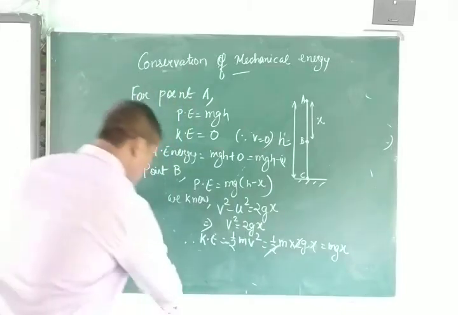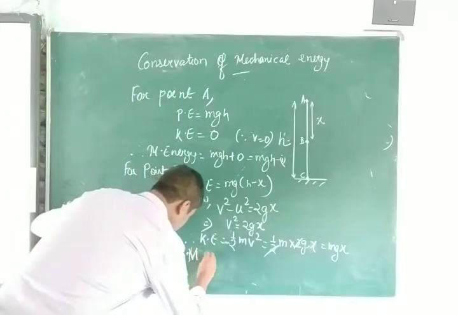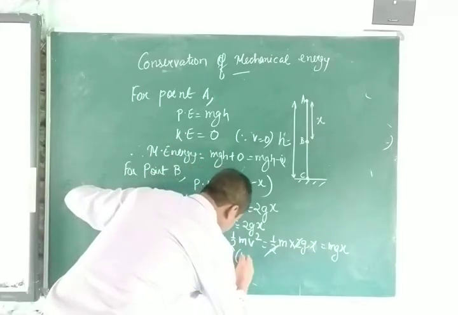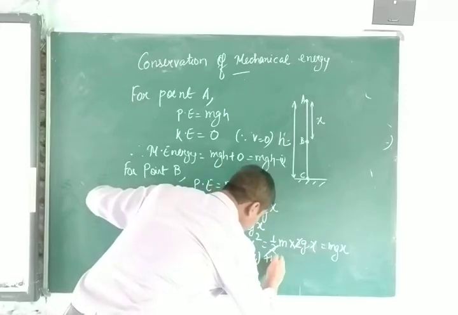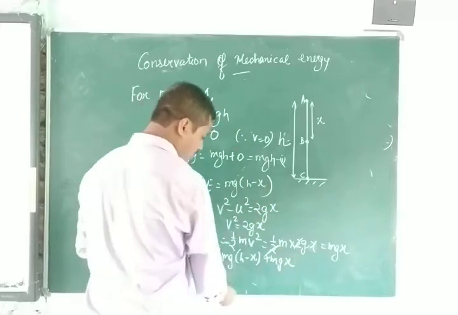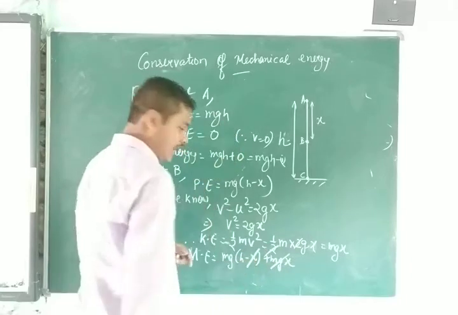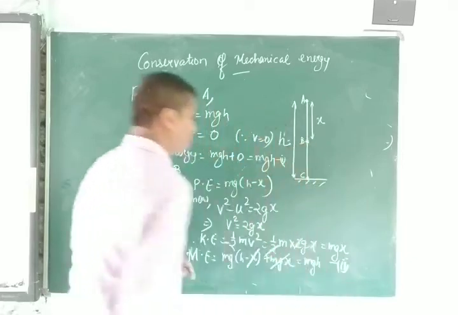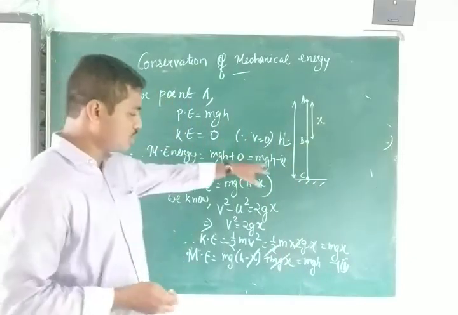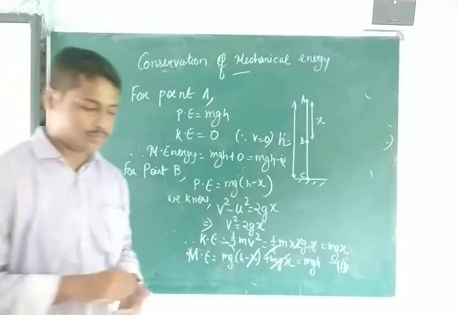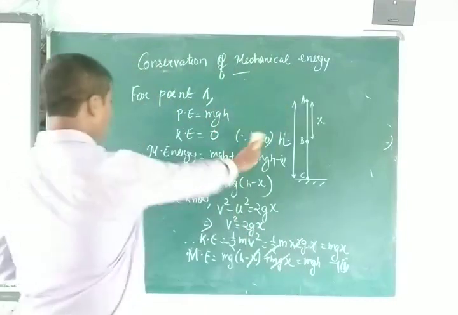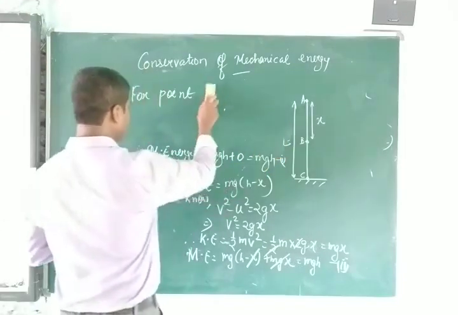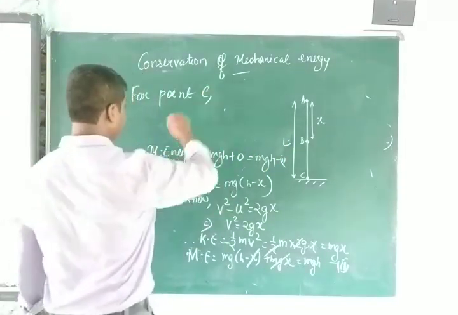So what will be the mechanical energy then? Mechanical energy will be equal to mg(h minus x) plus mgx. So you can see this one and this one will get cancelled, so it will be equal to mgh. Equation number 2. You can see equation 1 and equation 2 we got the same equation. Now let me try for point C. You can pause it and write it from here, okay?